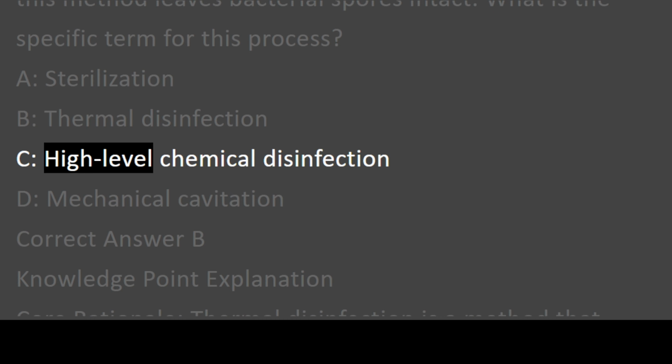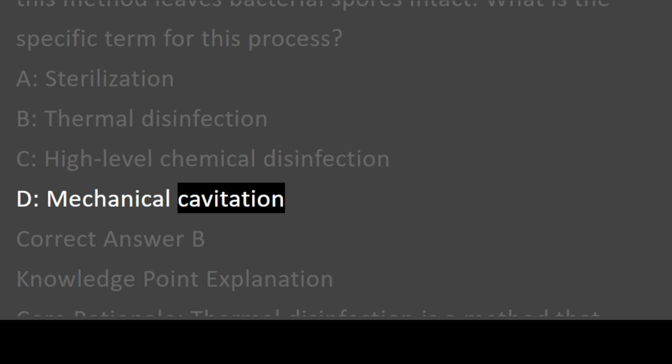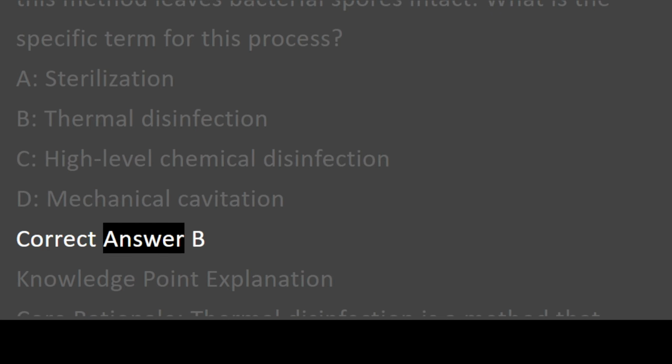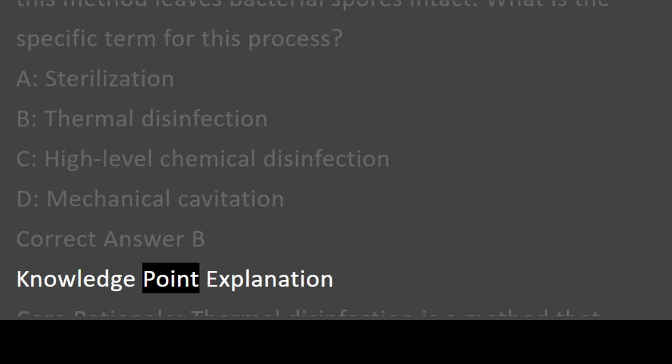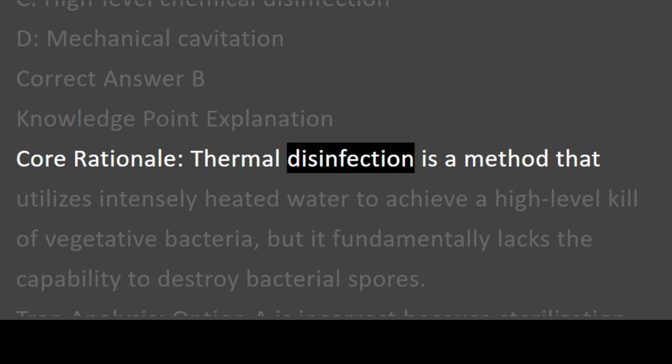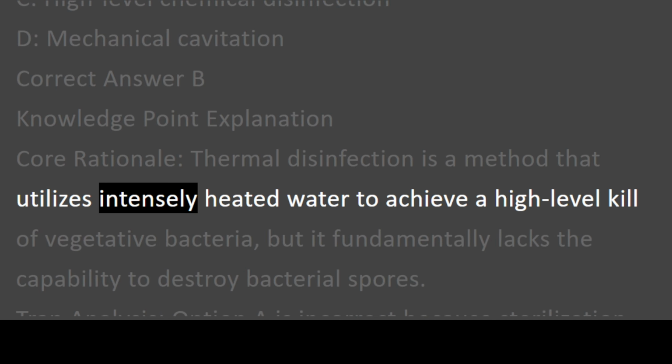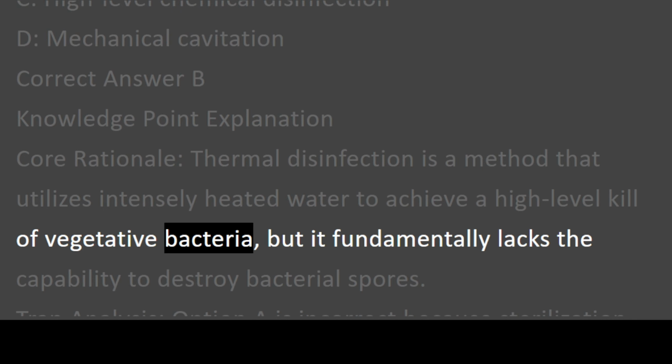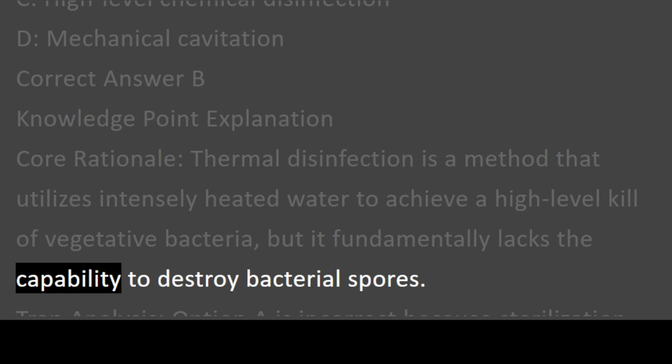C. High-level chemical disinfection. D. Mechanical cavitation. Correct answer B. Knowledge point explanation. Core rationale. Thermal disinfection is a method that utilizes intensely heated water to achieve a high-level kill of vegetative bacteria, but it fundamentally lacks the capability to destroy bacterial spores.